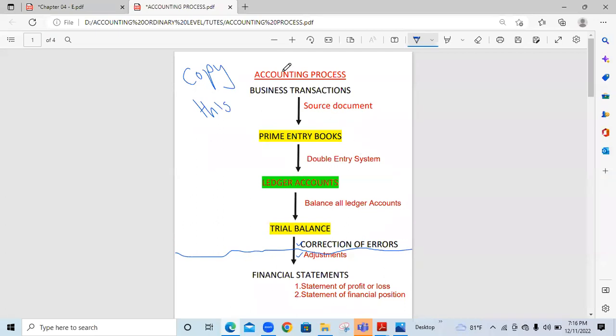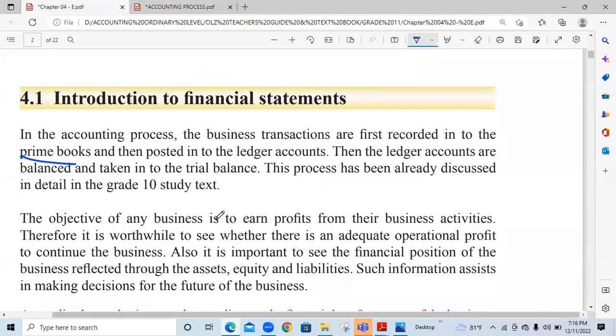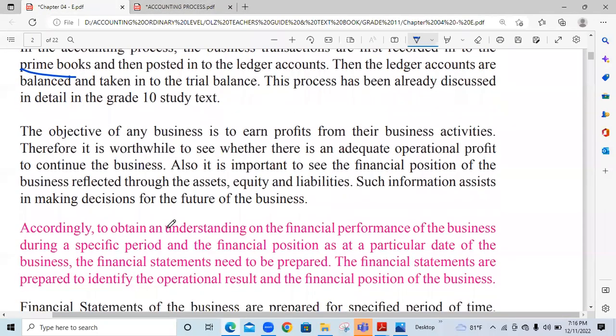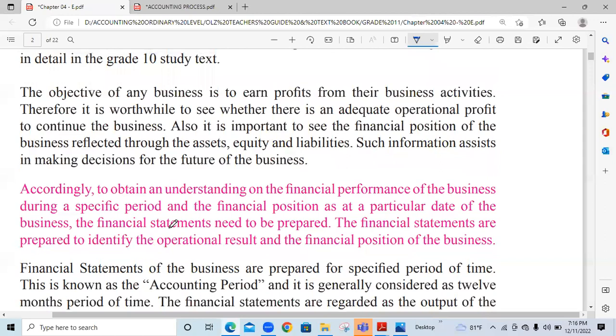Transactions, recording, trial balance. After you record all the balances in the trial balance, you will do correction of errors. This is the last chapter of grade 10, and then you start grade 11. So that's what they are telling. Guys, see here, you can keep your grade 11 book with you when I'm discussing, okay? Because I'm taking you through the textbook only.